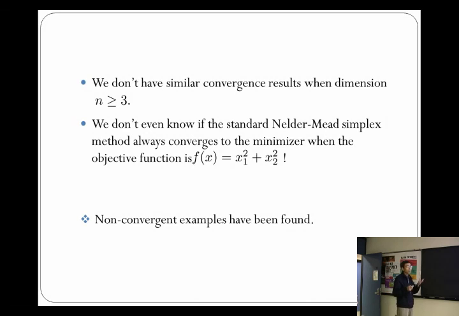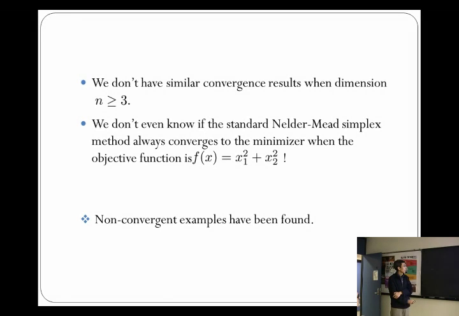That's good news. We do have some convergence results. Like anything else, we have both good news and bad news. So I talked about the good news first. So here's my bad news. For dimension bigger than or equal to 3, we don't have any similar convergence results here. Open. Actually, even worse news, we don't even know if the standard Nelder Mead method always converges to the minimizer when the objective function is the simplest possible nonlinear function, x1 squared plus x2 squared. We don't know. That's still open.